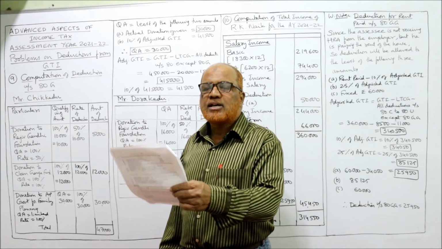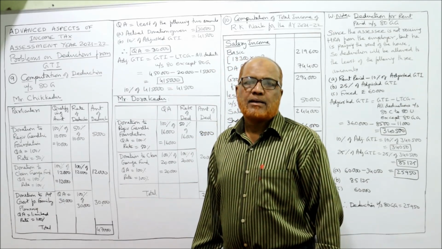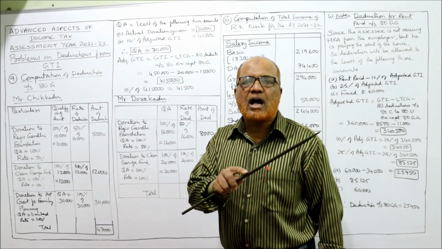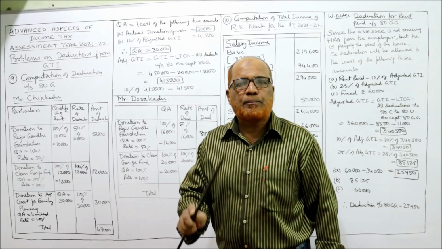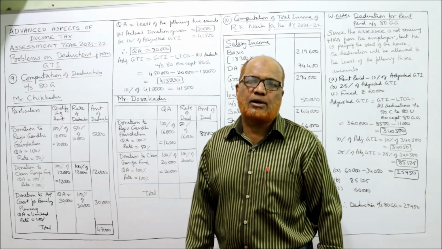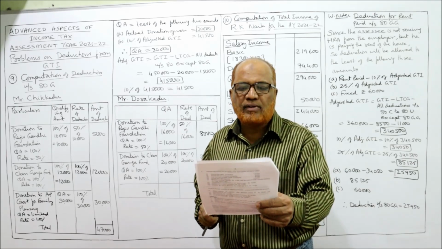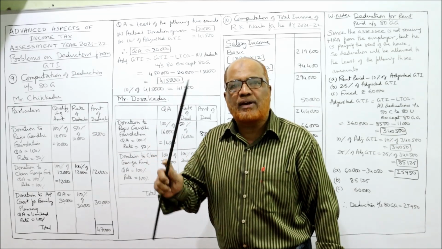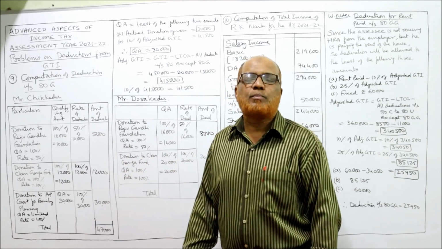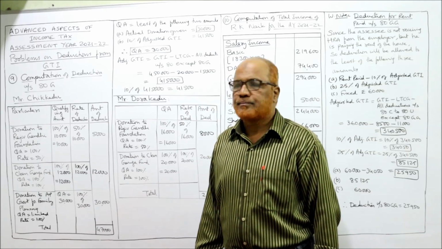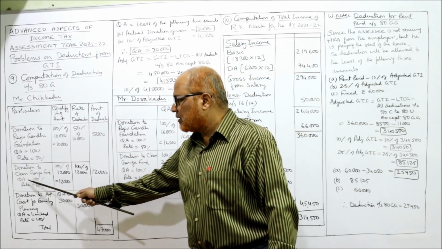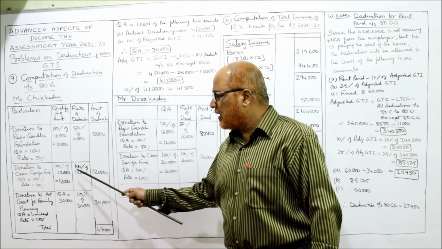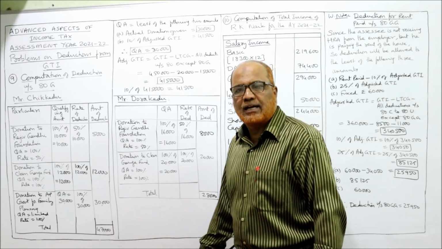Second one is donation to Clean Ganga Fund. Specifically, the Income Tax Act has given that for donation given to Clean Ganga Fund, the qualifying amount is 100% and the rate of deduction is also 100%. So how much is the donation given? 12,000 rupees is the donation given. So the complete 12,000 rupees is the qualifying amount and the complete 12,000 rupees is the deduction given. Now here, donation to Clean Ganga Fund, qualifying amount 100%, rate of deduction 100%. So 100% of 12,000 is 12,000, and 100% of 12,000 is 12,000 allowed as deduction.